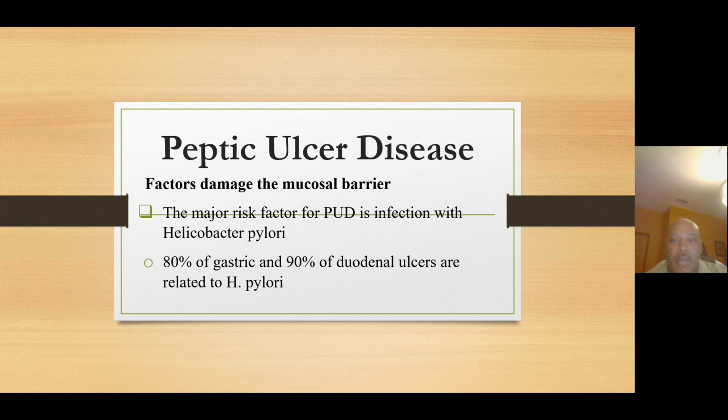Right. Now, the factors that damage the mucosal barrier. One of the major risk factors for peptic ulcer disease is infection. It's caused by an infection, and that infection is known as Helicobacter pylori, or you guys have probably heard of H. pylori. It is a bacteria. It is an infection, and it is the major risk factor. 80% of gastric and 90% of duodenal ulcers are due to this particular bacteria.